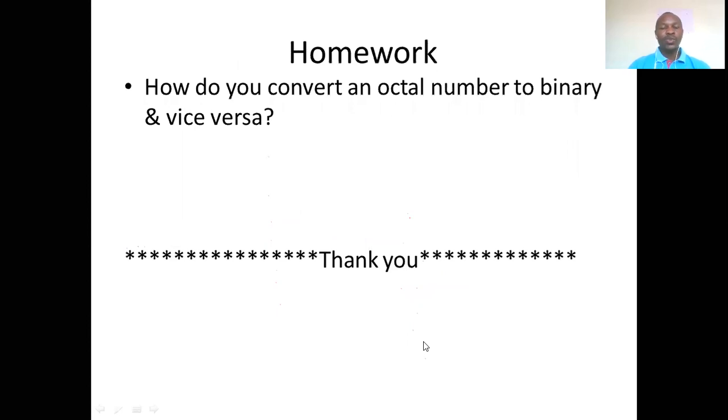Now, your task is to go and find out how we convert an octal number to binary and how we convert a binary number to octal. That's your homework, and we are done for now.